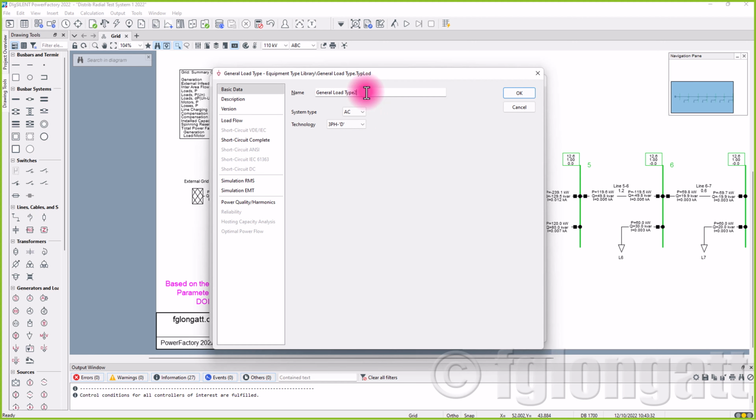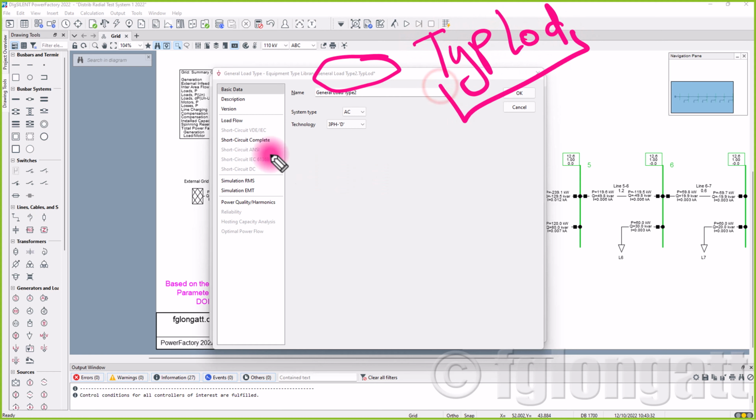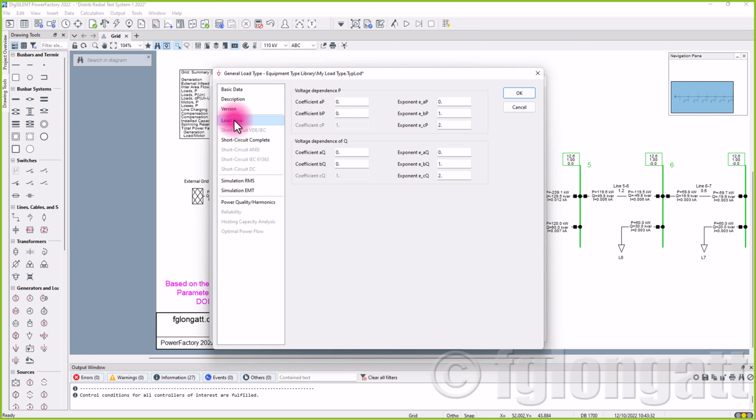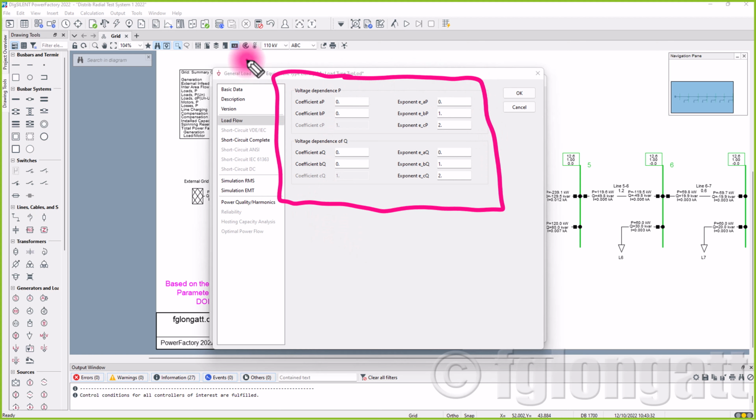What I will do now is I will tell you the following, okay? You can see over here, this is the type load. And here, there is a small tab. This small tab is the place where we define the load type, okay? Okay, let's do the following. Let me click here. I will put the name, my load type. Then I will go here to load flow. And this is the most beautiful part. PowerFactory allows you to define voltage dependence.